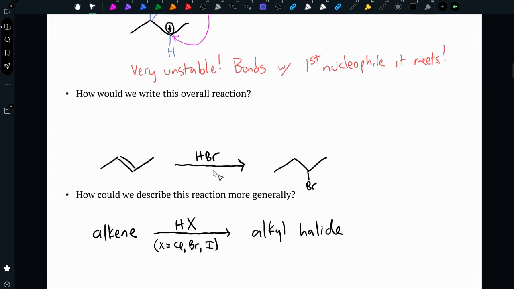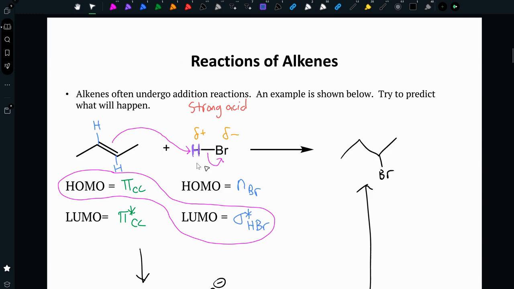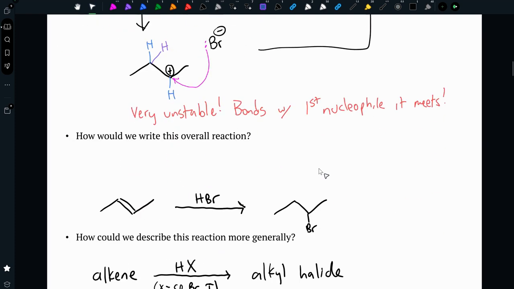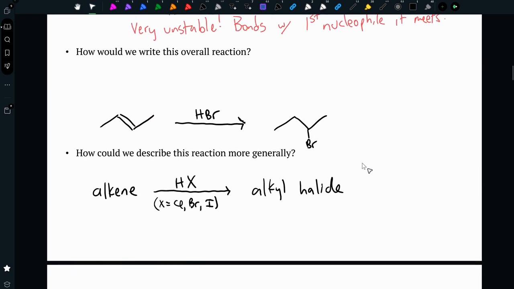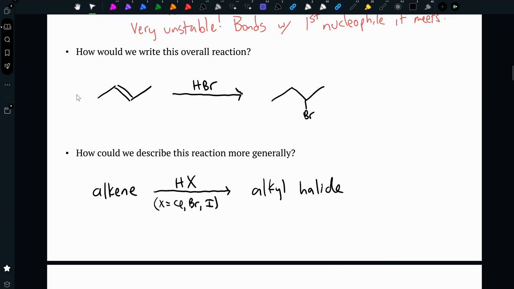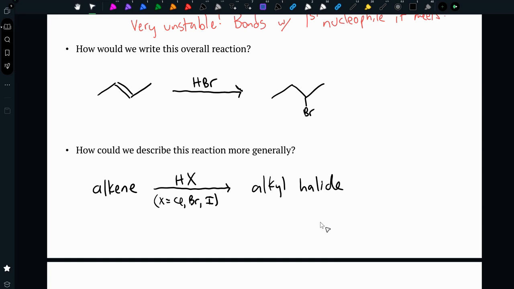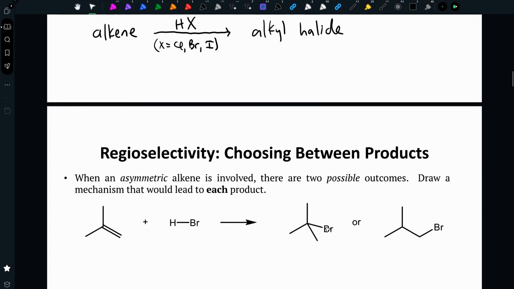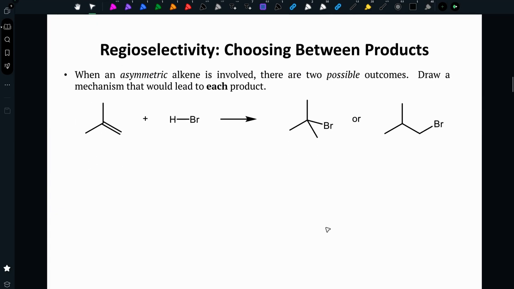So turning an alkene into an alkyl halide, relatively simple. We're reacting with a strong acid, HX. Notice this was the simplest case we could have because this was a symmetric alkene. If I were to do this with an asymmetric alkene, it brings up other considerations. So that's what we'll look at next. All right, let's go ahead and consider the case where we have an asymmetric alkene.